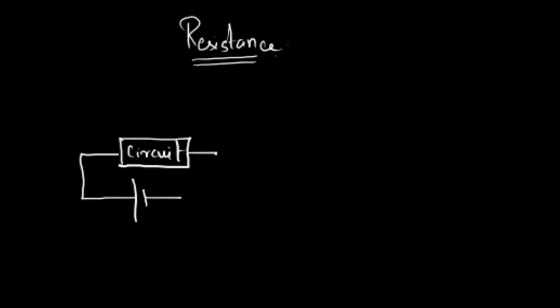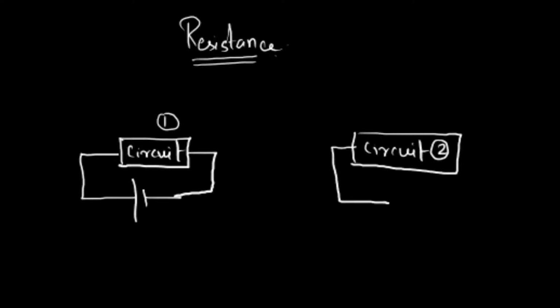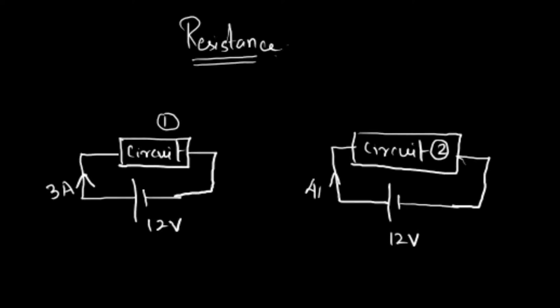Now assume that we are connecting a voltage source across two circuits. This is circuit number 1 and circuit number 2. We are connecting the same voltage source here. Let's assume that it is a 12 volt voltage source. We are connecting a 12 volt battery across two circuits, circuit 1 and circuit 2. Now let's assume that a current of 3 amps is flowing through one circuit and a current of 4 amps is flowing through the other circuit.